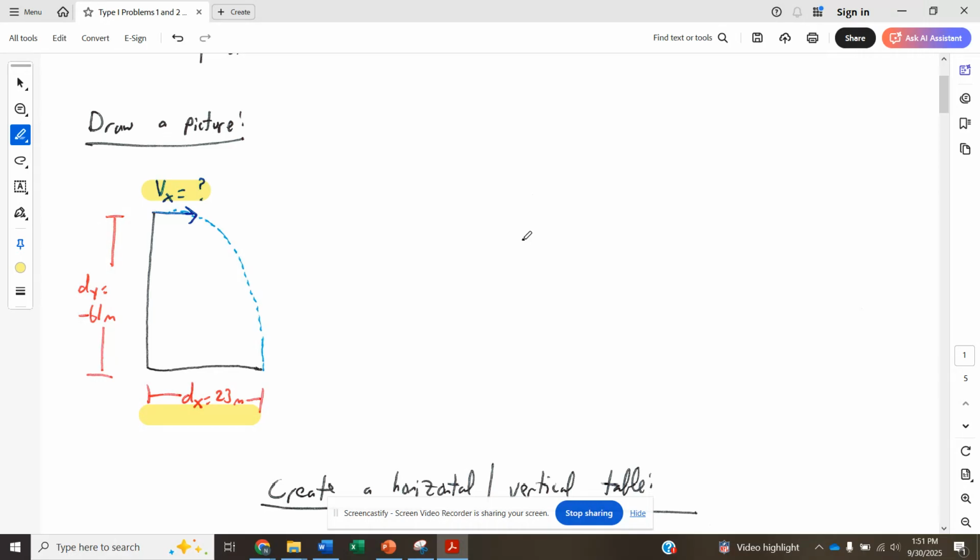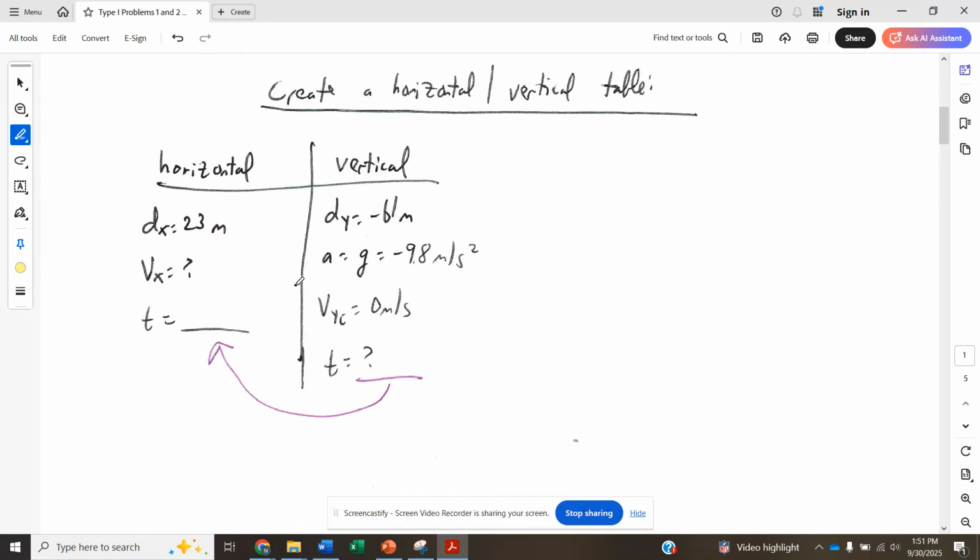So our first step is we're going to create a horizontal and vertical table with the information that we were given. So I filled in that displacement in x of 23 meters, displacement in y of negative 61 meters, acceleration being equal to g, which is negative 9.8 meters per second squared, and something that's true for all type 1 problems, that initial velocity in the y direction will be 0.